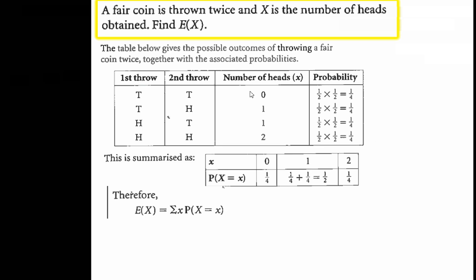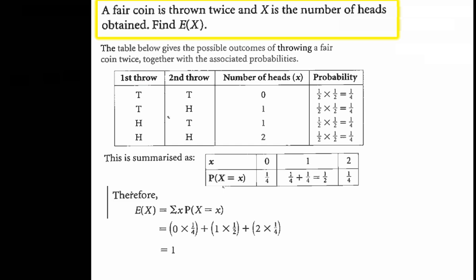Therefore, the expected value, E of X, is the sum of x times the probability of x. What do we mean by that? So this number here is x times its probability. Notice we did this times this, plus this times this, plus this times this. So the expected mean value that we're finding is 1 in that case. So that particular answer happened to equal 1.